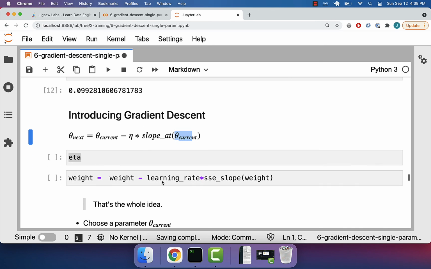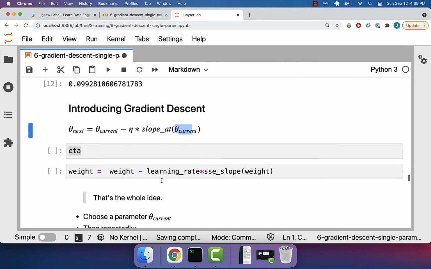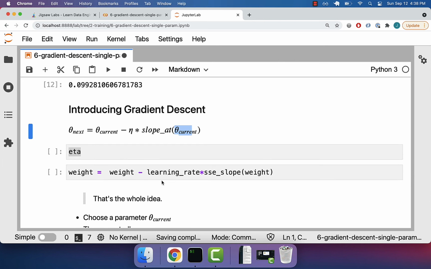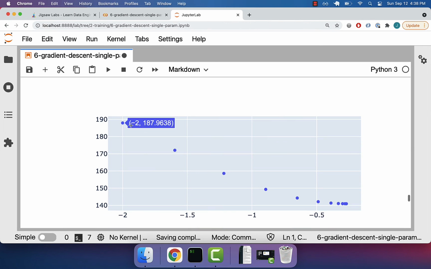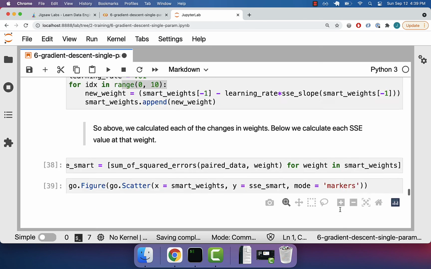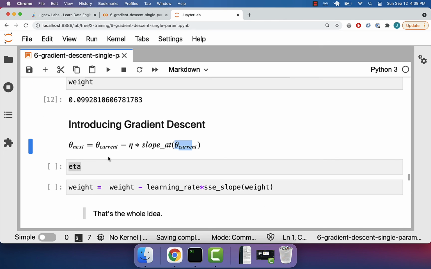You apply that like 100 times or something, and that's it. And that will help us find the parameter value that minimizes our cost curve, and allows us to do so in such a way that we're not simply trying them all, but rather when we are far away from the parameter value that minimizes our cost curve, we take large steps. And when we are close to that, we take smaller and smaller steps because the slope is smaller and smaller. So that's it. This is gradient descent.